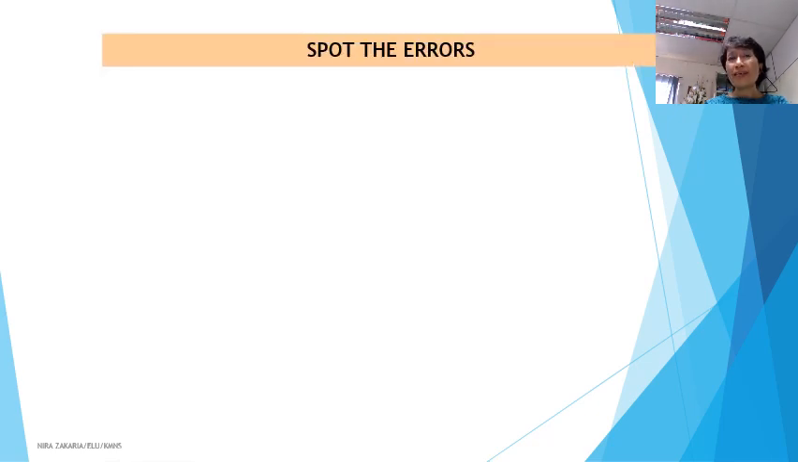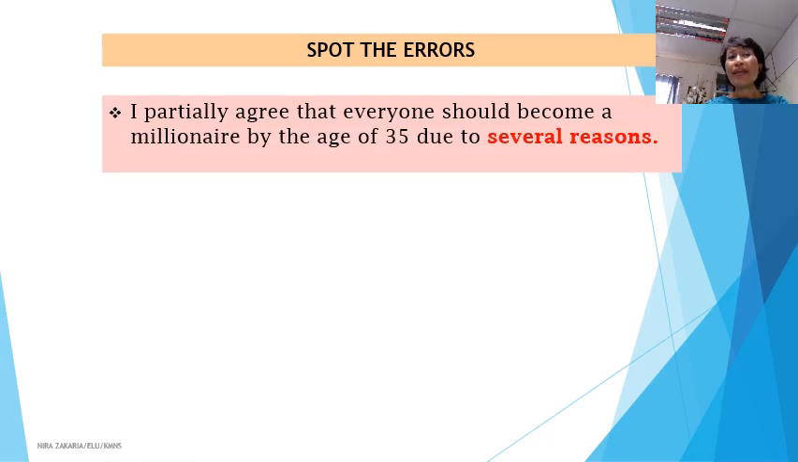All right. Now let us look at the next slide, which is on a short exercise. Spot the errors. I have explained to you the do's and the don'ts, and I've given you the examples, and let us see whether you managed to digest the information given earlier. This is pertaining to the stand and thesis statement. I partially agree that everyone should become a millionaire by the age of 35 due to several reasons.